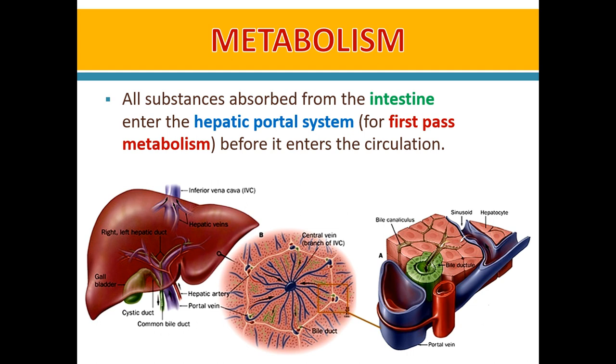So regarding elimination by hepatic metabolism, remember that all substances absorbed from the intestine enter the hepatic portal system for first pass metabolism before the drug could enter the circulation. So just remember now, how is your bilirubin metabolized? As the drug enters the sinusoids, it would be transported into the hepatocytes for first pass metabolism.